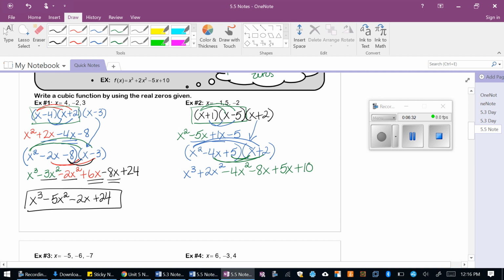And now we're going to combine like terms. So we have x to the third. 2x squared minus 4x squared is negative 2x squared. Negative 8x and 5x is negative 3x, plus 10. And that's our final answer.